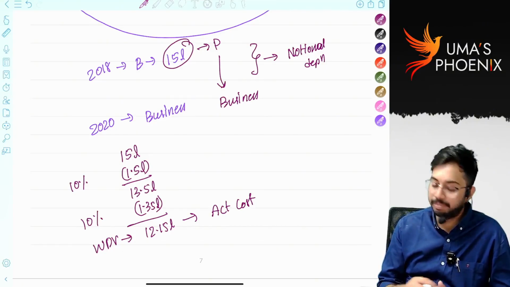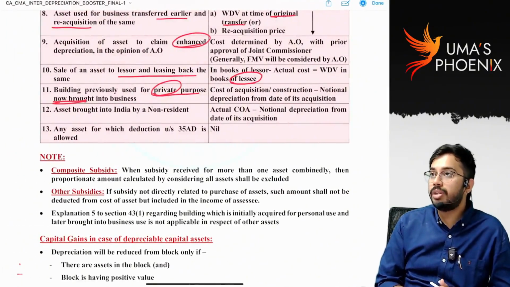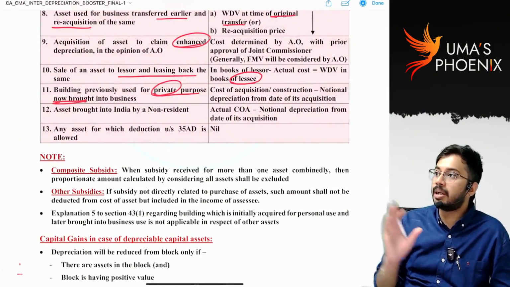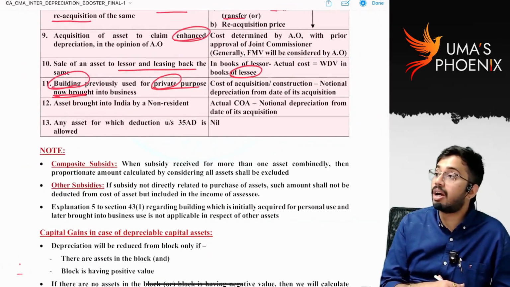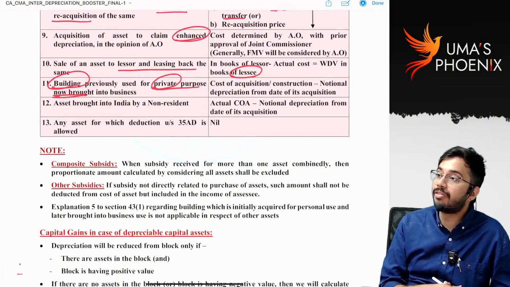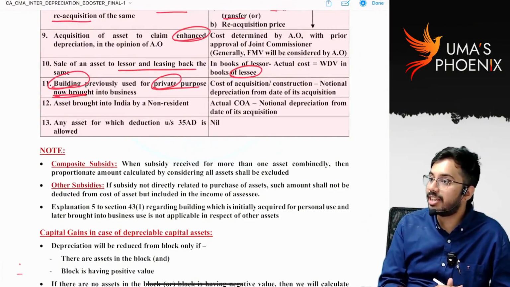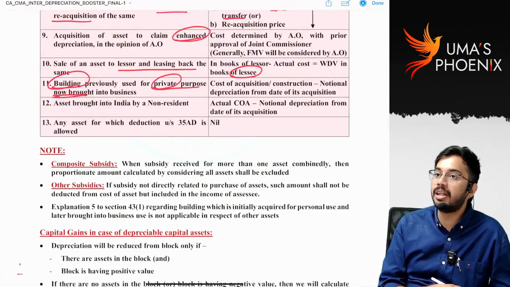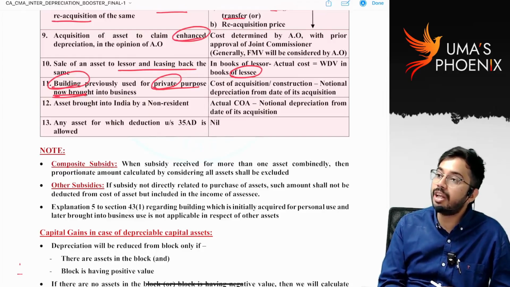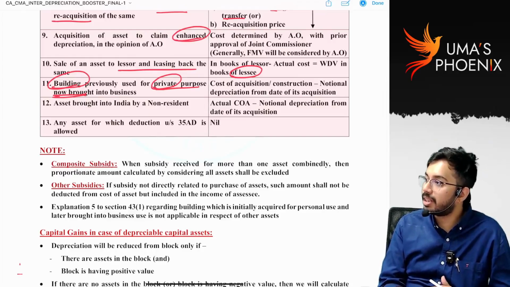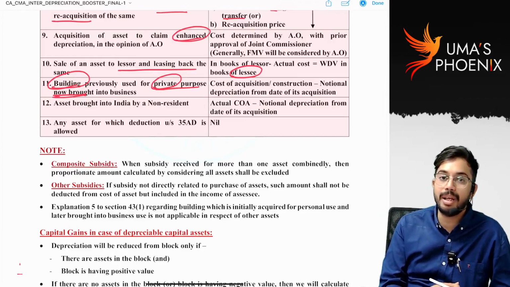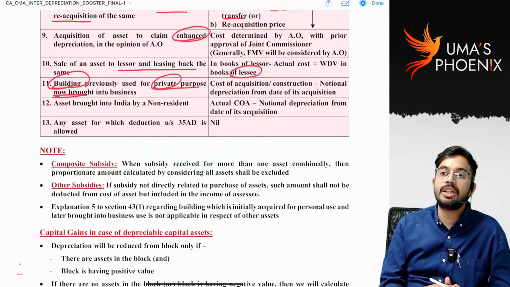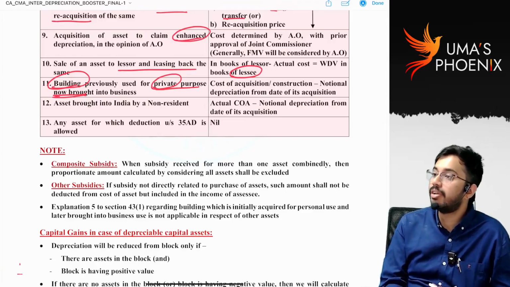Is it clear? My dear students, please remember this concept is applicable only for building. If I brought a car, the actual cost of the car will be taken as cost of additions. Is it clear? For example, I purchased a car 10 years ago for 15 lakhs. Now I brought it into the business. Actual cost is equal to 15 lakhs. Notional depreciation is not required to be reduced. Notional depreciation is required to be reduced only in case of building.